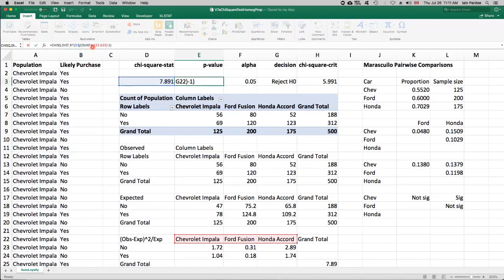I've used a count here just to get Excel to count the number of populations. It's a little bit of overkill here. We can see there's 3, but for bigger examples, it might be nice to have Excel count that for us. So that's what that function is in there, COUNTA.